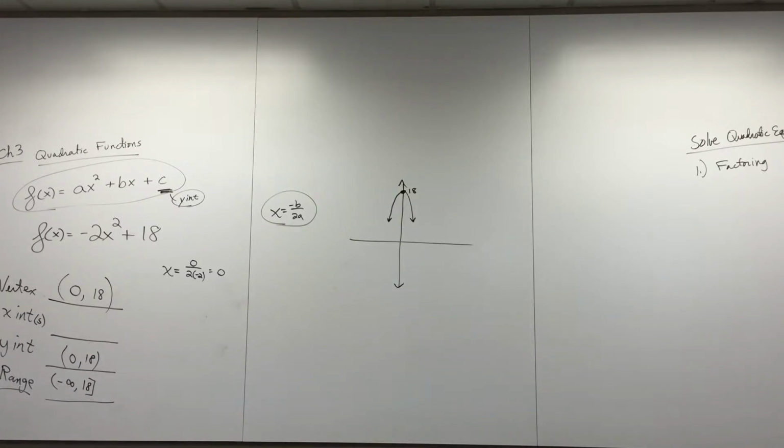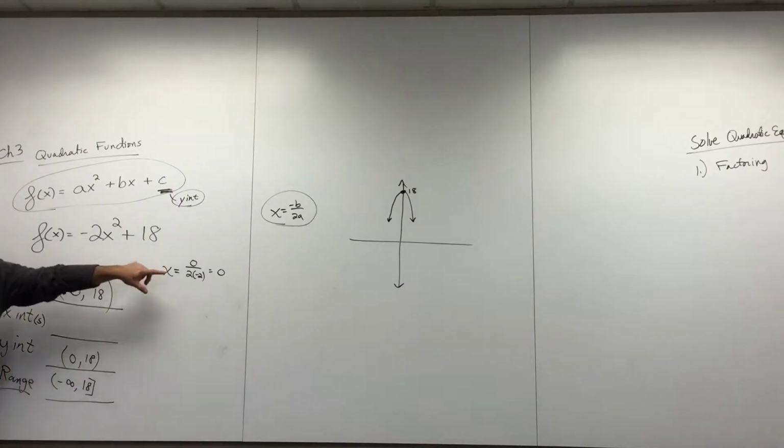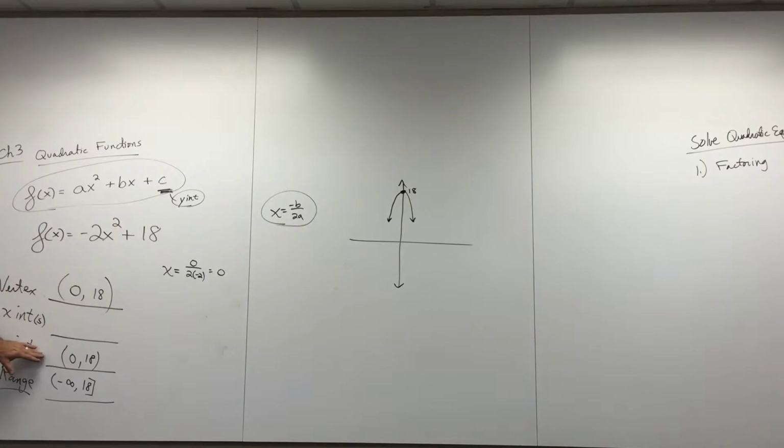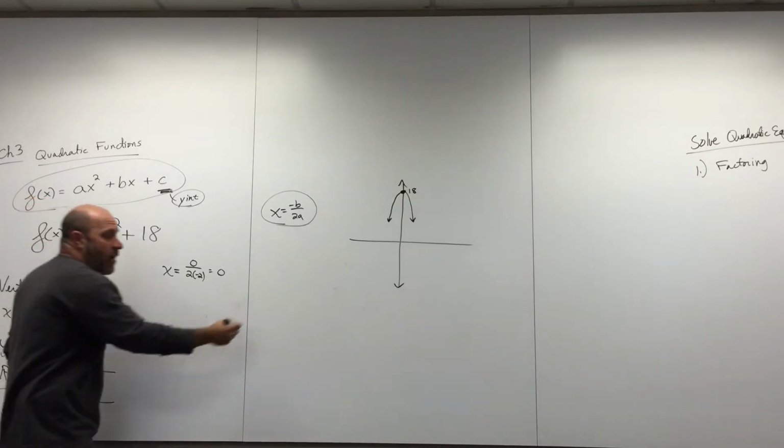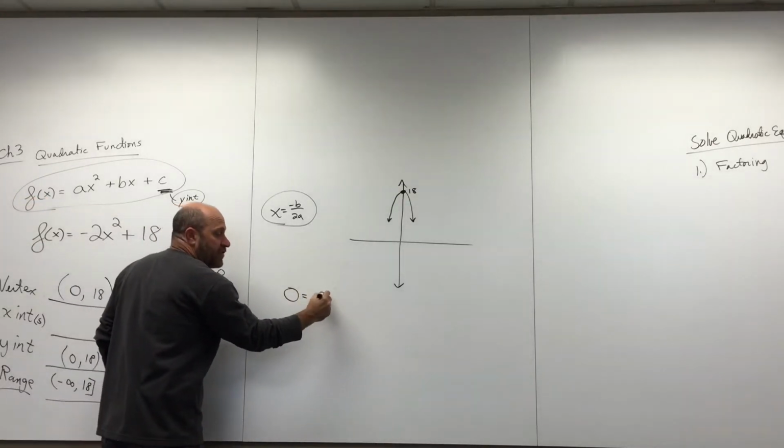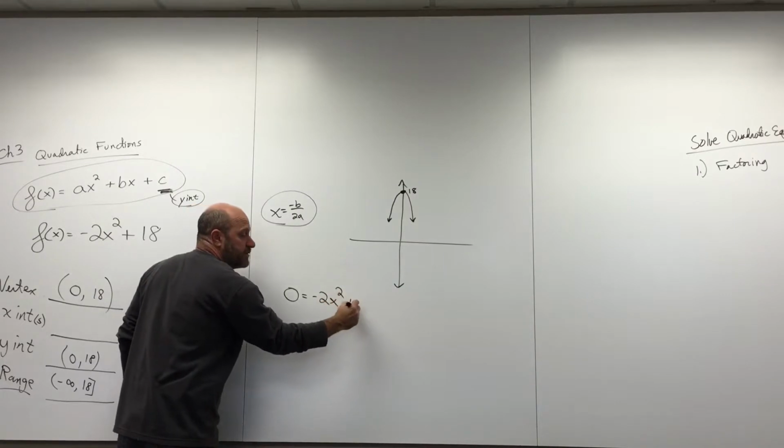All right. Easy stuff. Vertex, that's new. That vertex formula is brand new. Y-intercept wasn't a new idea, and the range is not a new idea. But these x-intercepts are kind of a new idea with regards to, we've got to solve a quadratic equation. If I want the x-intercepts, I let y equal 0, and I try to solve this equation.